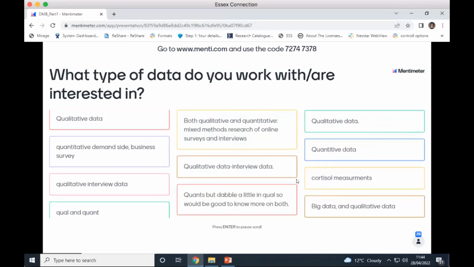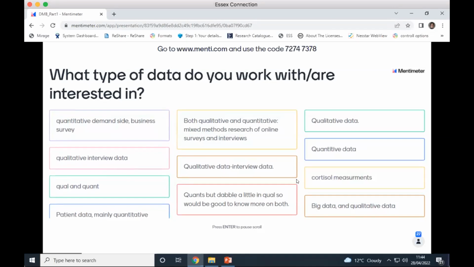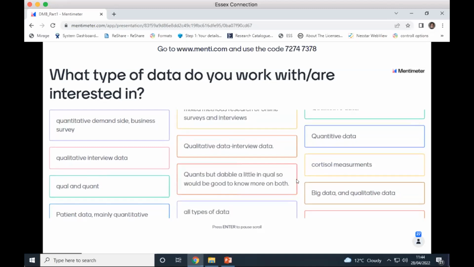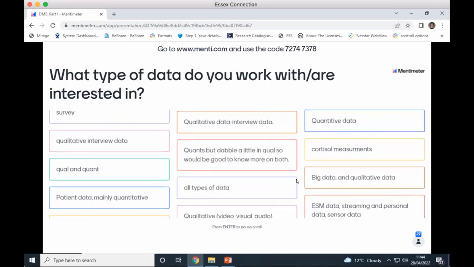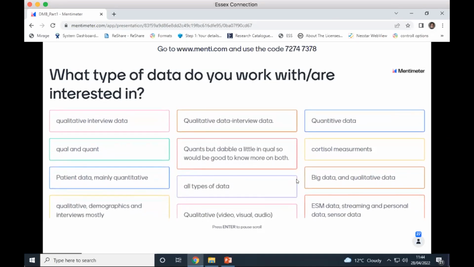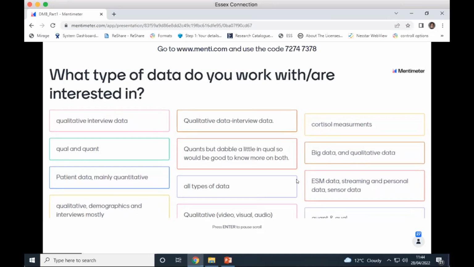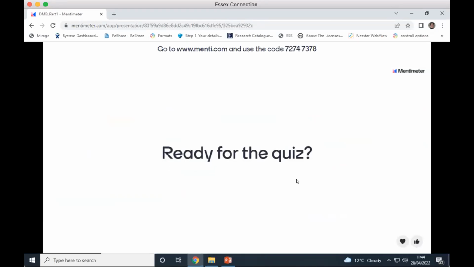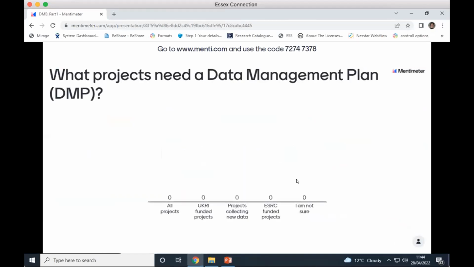It's good to know that we have both quantitative and qualitative, so it would be good to know more on both. Big data and qualitative data, patient data, mainly quantitative, video, visual, audio. Okay, thank you very much. Let's move on to a quiz, more of a quiz type part of this.